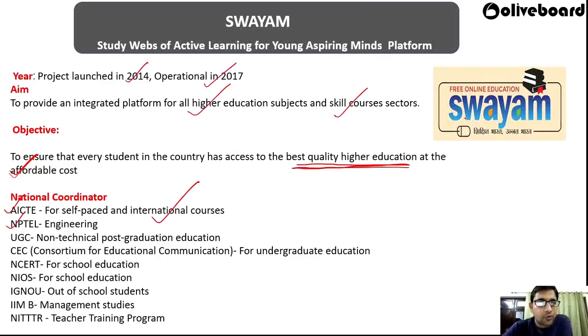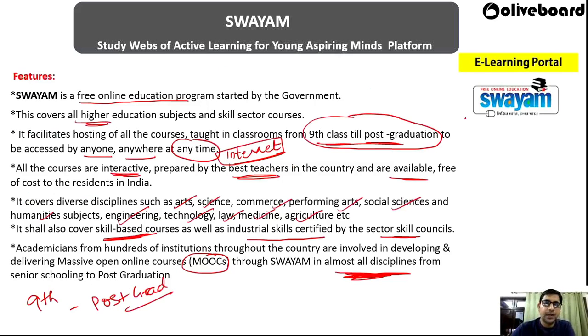The SWAYAM portal was launched and became operational in 2017. The main aim is to provide an integrated platform for all higher education subjects and all skills courses. The objective is to provide the best higher education to all the students of our country, from higher education till post graduation. Here you just need a high speed internet connection, and you will get all the lectures free of cost under massive open online courses through the SWAYAM portal.